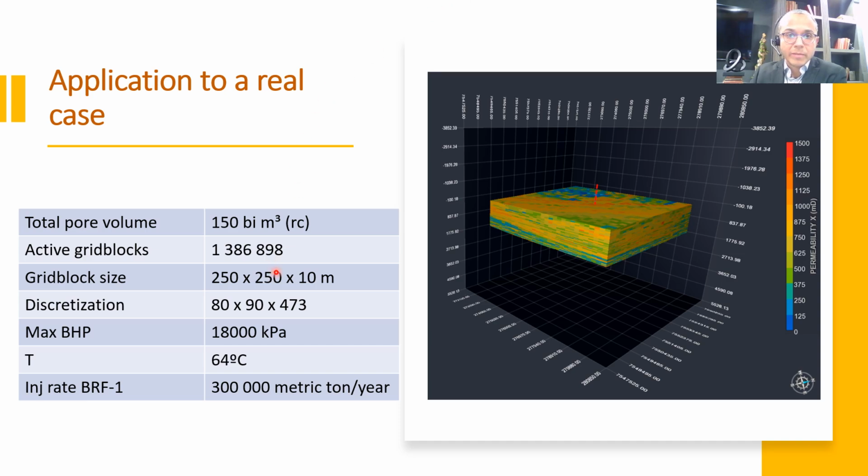The numerical model encompasses a pore volume of 150 billion cubic meters. The grid block size is around 250 meters by 250 meters horizontally and 10 meters in thickness. The CO2 injection was evaluated over 5 years at a constant rate of 300,000 metric tons per year through the bottom layers of a vertical injector located at the center of the aquifer.